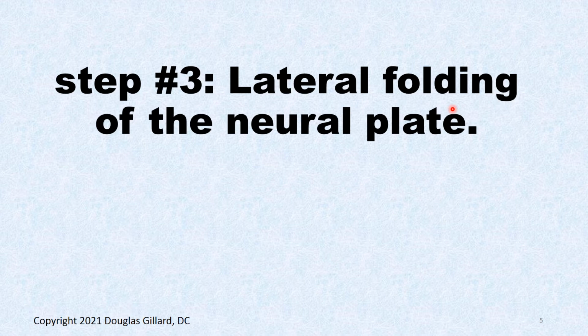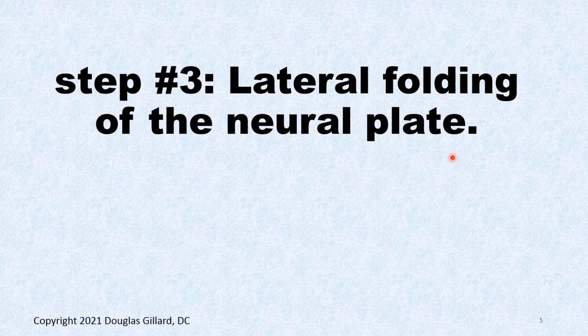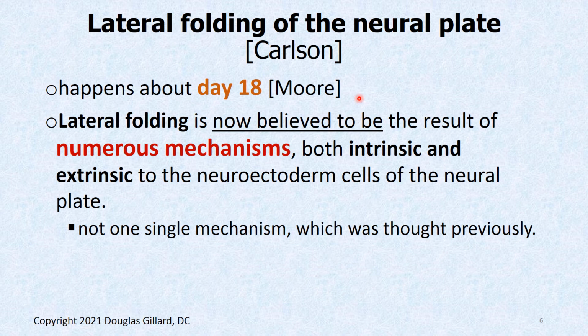All right, so we made this last time. We talked about this neural plate, but it was flat and we didn't do anything. So now we need to fold it because, of course, the spinal cord is a tube, right? And the brain is kind of like a big tube in a way. So that's where we're going. We need to fold that plate into a tube-like structure. So let's talk about lateral folding in the neural plate. About day 18, lateral folding is believed to start.